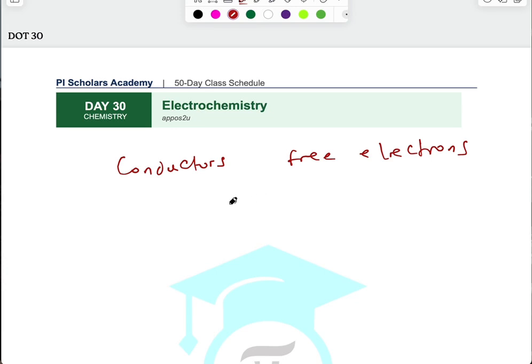And generally, all metals are conductors. And some things that are not metals, like graphite, are also conductors. But there's no chemical change in them. All they do is conduct electricity through the process of using free electrons. Also, when you increase temperature, their conductivity is going to decrease. So therefore, increase in temperature decreases the conductivity of conductors.